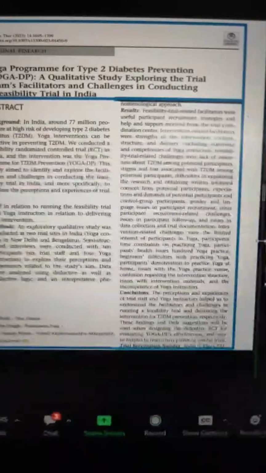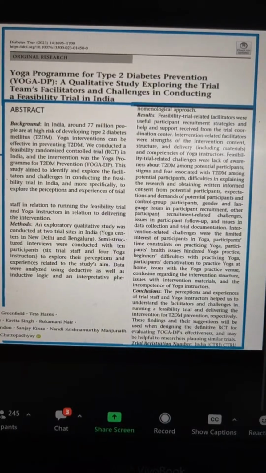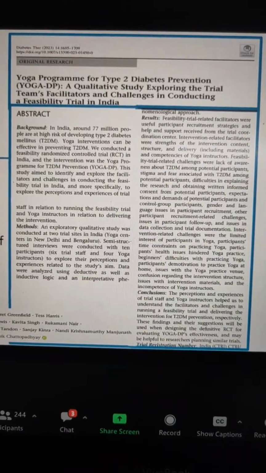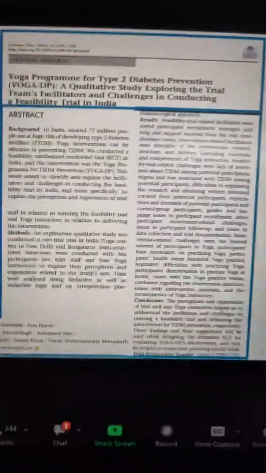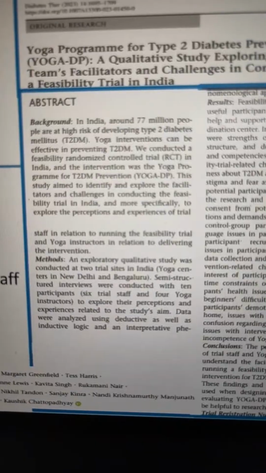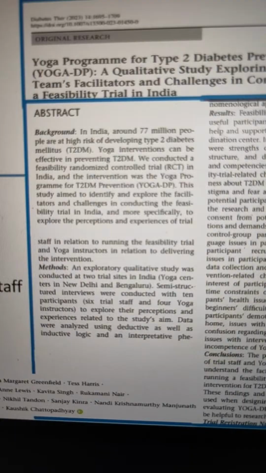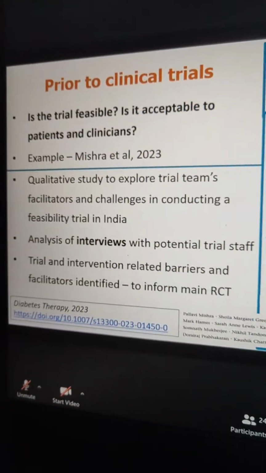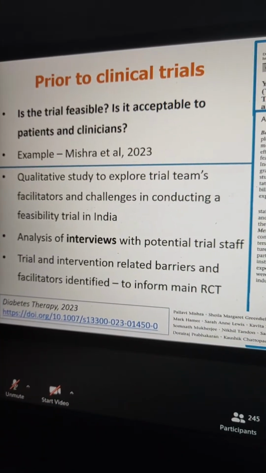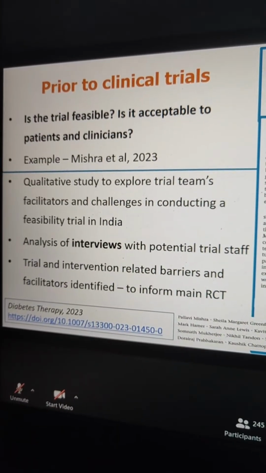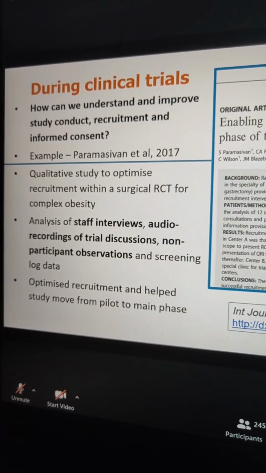This is again another example of work that was done prior to clinical trials, and this is from a study that was done in India, a yoga program for type 2 diabetes prevention. They did a qualitative study to explore the feasibility of the trial in India, looking at the facilitators and challenges in conducting the study. They did a number of interviews, and I won't get into the details of the findings, but what they concluded with was that they identified trial and intervention-related barriers and facilitators, which will then go on to inform the main RCT. So that's the key bit. The applied component of it actually going on to inform the main RCT.